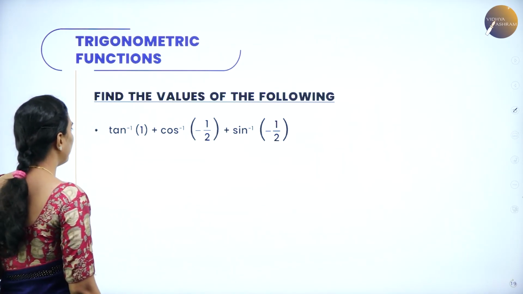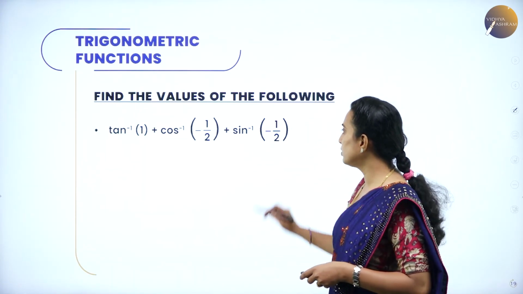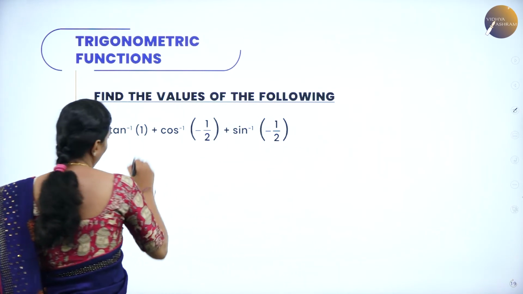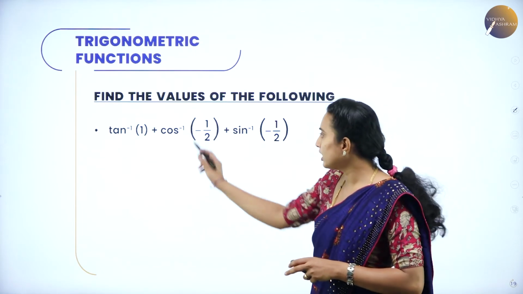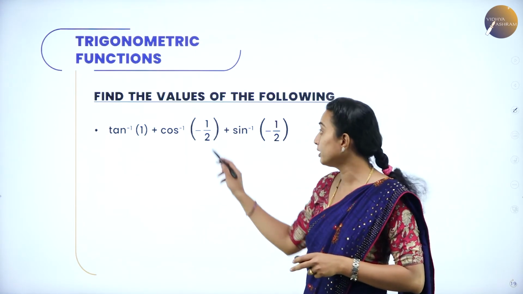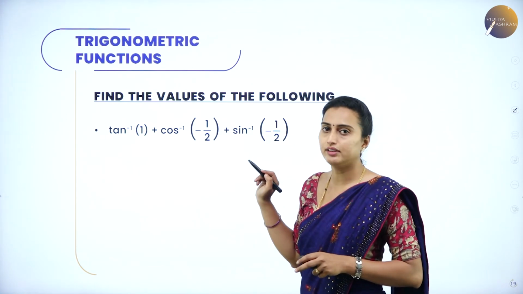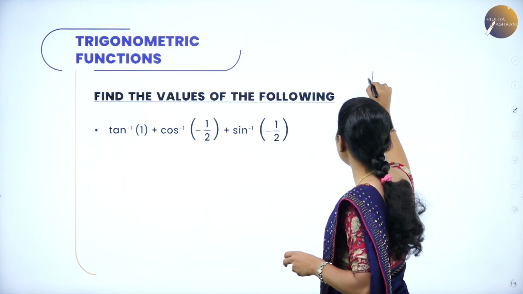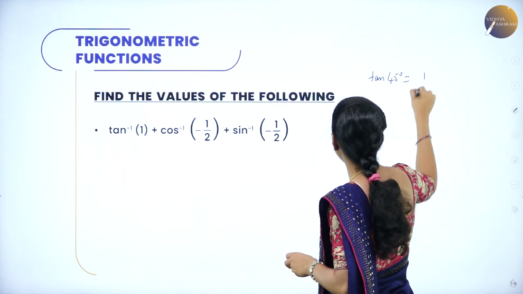To solve this problem: tan inverse of 1 plus cos inverse of minus 1 by 2 plus sin inverse of minus 1 by 2. What can I write this as? Inside tan inverse it should be tan, inside cos inverse it should be cos, but the minus sign gives pi minus, and inside sin inverse it should be sin. So here I write tan 45 degree, and tan 45 degree is equal to 1.